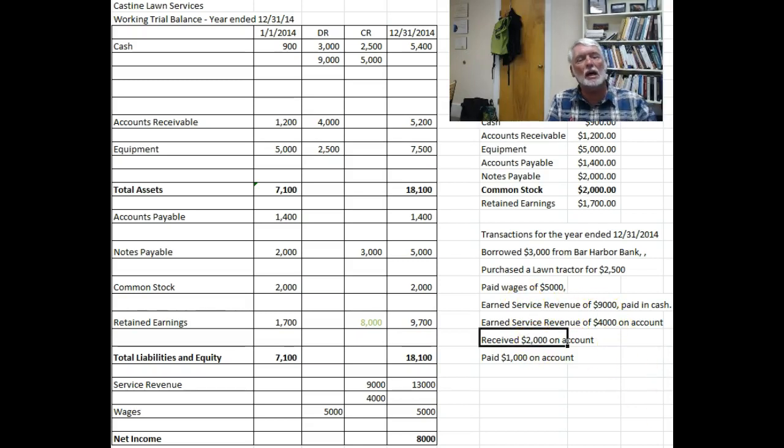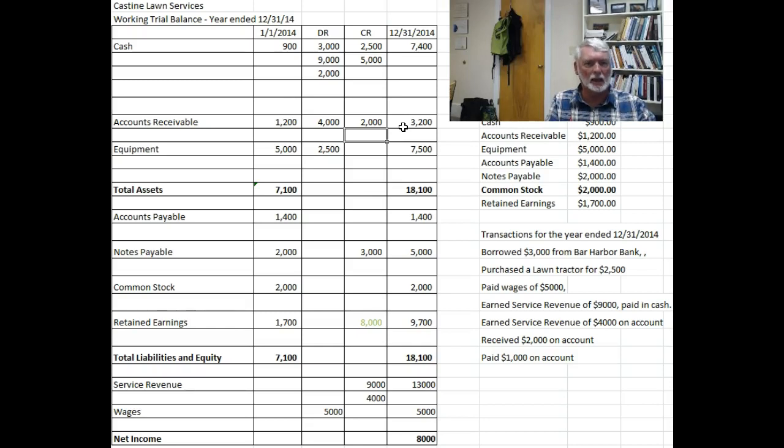I received $2,000 on account. So what did I get? I got $2,000 from people that owed me money. Received on account translates to accounts receivable. I received money on account from people who owed me money. So I got cash. And what did I give up? I gave up money that was receivables. They don't owe me the money anymore. So I got cash, and I have to take those accounts out of receivables. I can't bill them again for that. They've already paid me. So they don't owe me money anymore.